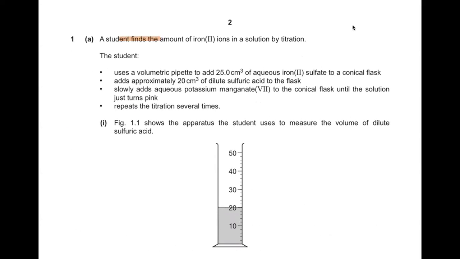A student finds the amount of iron 2 ions in the solution by titration. The student uses a volumetric pipette to add 25 centimeter cube of aqueous iron 2 sulfate to a conical flask. Add approximately 20 centimeter cube of dilute sulfuric acid to the flask. Slowly adds aqueous potassium manganate 7 to the conical flask until the solution turns pink. Repeat the titration several times.